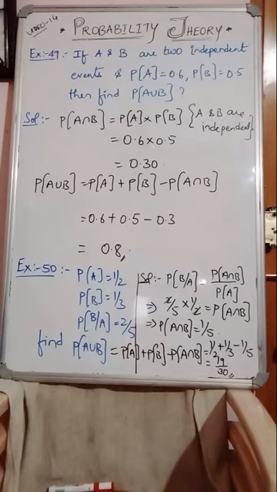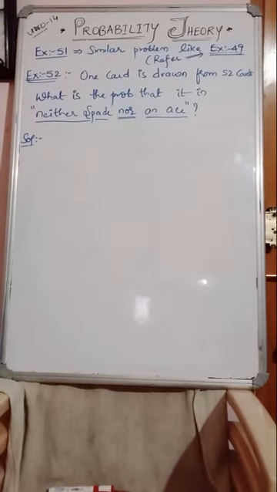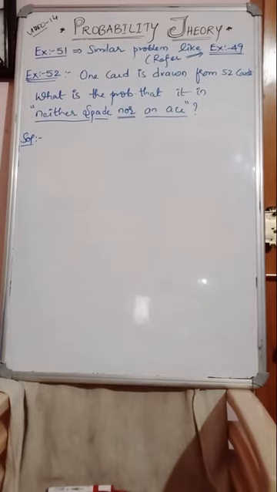Example number 51. Look at example number 51. It is just a similar problem, guys. If you refer to example number 49, you will understand example number 51 very easily. Probability of A and probability of B are given, and they tried independently to solve the problem. Therefore, probability of A union B equals P of A plus P of B minus P of A intersection B. Same kind of problem. Are you clear? So solve that one.